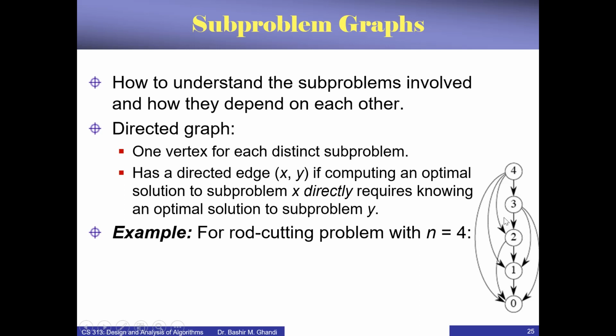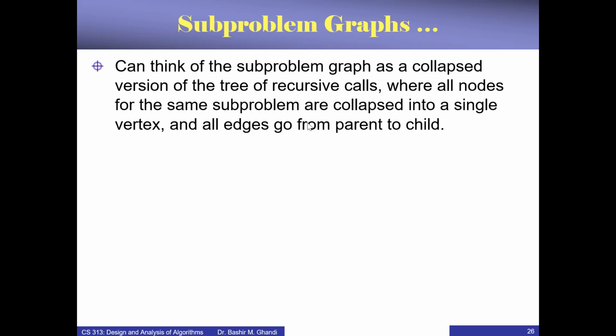Okay, it needs the problem of size 2, it needs the problem of size 1, and a problem of size 0. Similarly, for a problem of size 3, we need that of 2, that of 1, that of 0, and so on. So this is called a subproblem graph. We can think of subproblem graphs as a collapsed version of the recursive tree for the particular algorithm, where all nodes for the same subproblem can be collapsed into a single vertex, and all edges go from parent to child.